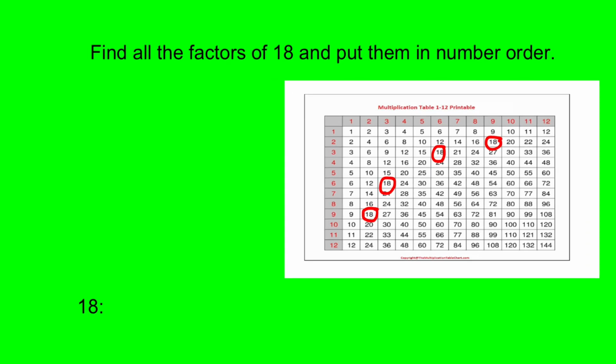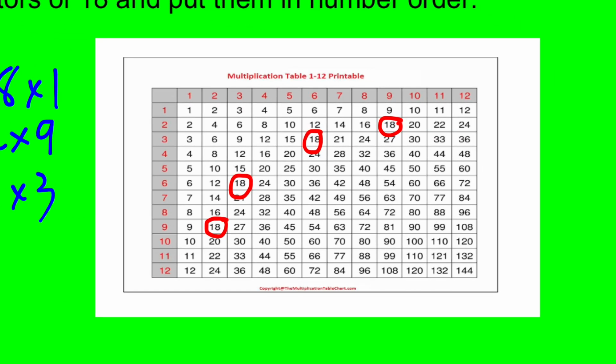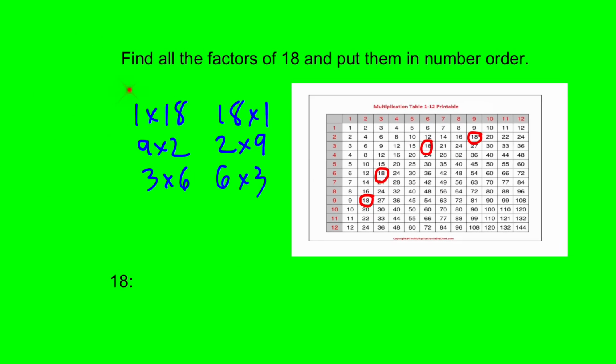So all the factors of 18, from the multiplication chart, we have 9 times 2, or 2 times 9. And we have 3 times 6, or 6 times 3. But the one that isn't on here is the easiest one, actually. It's 1 times 18, or 18 times 1. And the reason it's not on here is because this multiplication chart goes up to 12 only. But that's okay, because it's easy to remember that 1 times itself will always be a factor, 2 factors of a number.